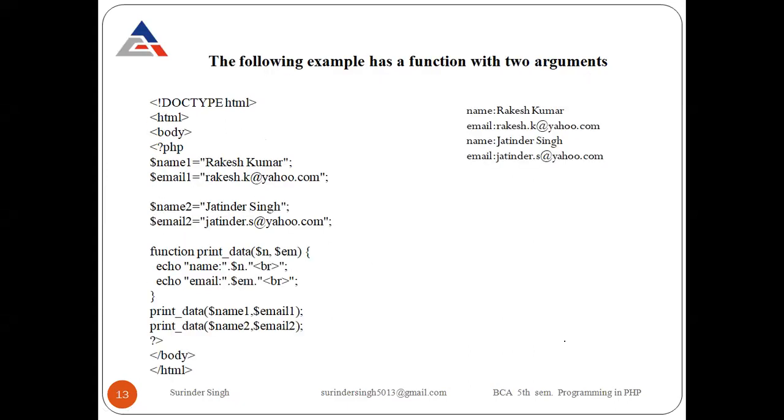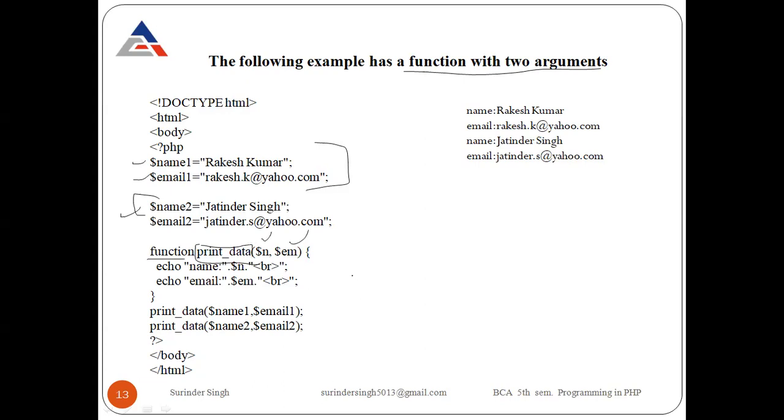Okay, this is another example of passing arguments to a function by value: a function with two arguments. Here we have an example where the function accepts two arguments. Here we have the first variables name 1 and email 1 for the first user, and two other variables name 2 and email 2. Now we have defined a function named print data, and it accepts two arguments, one for name and another for email. Clear?